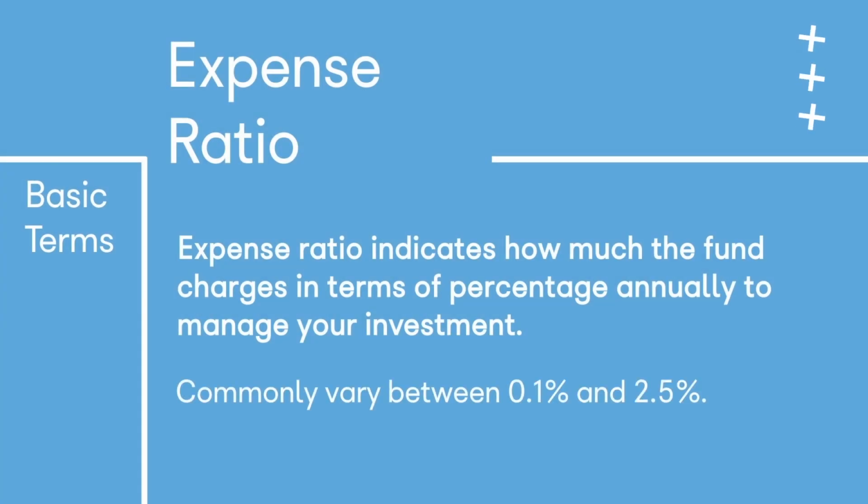Expense ratio. So, the expense ratio indicates how much the fund charges in terms of percentage annually to manage your investments. The expense ratio commonly varies between 0.1% to 2.5%. A mutual fund's expense ratio is very important to investors because the fund operating and management fees can have a large impact on the net profitability of the investors.